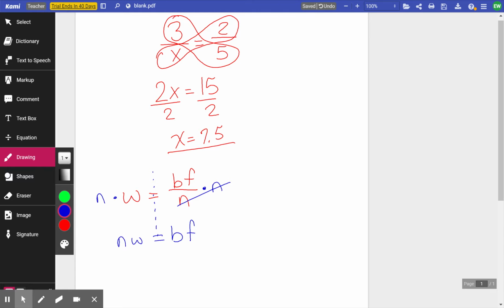And now the last move to get n by itself would be to divide both sides by w, and we will see the w's would cancel, and therefore n would be equal to bf over w. We have successfully accomplished solving for n.